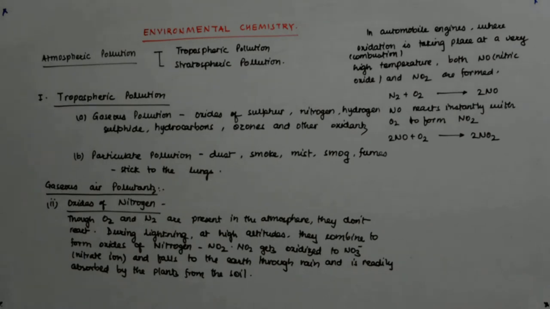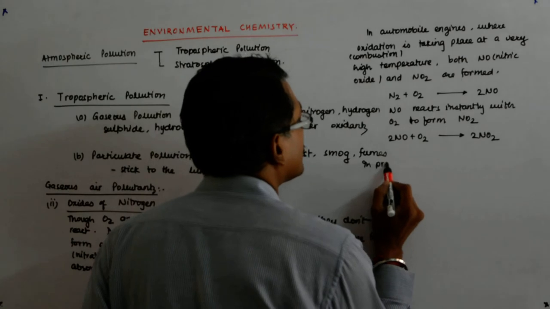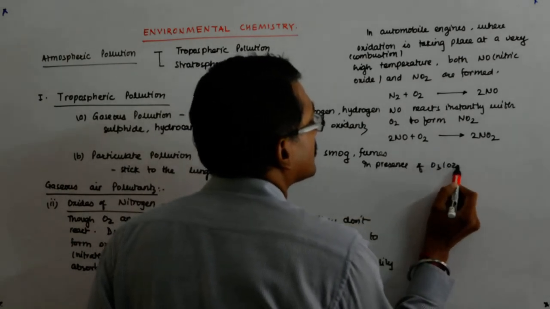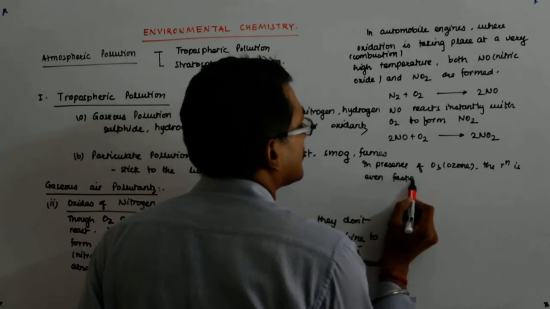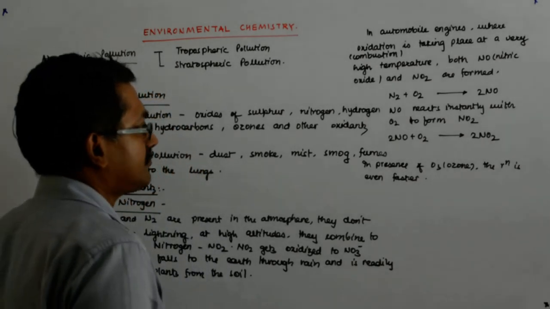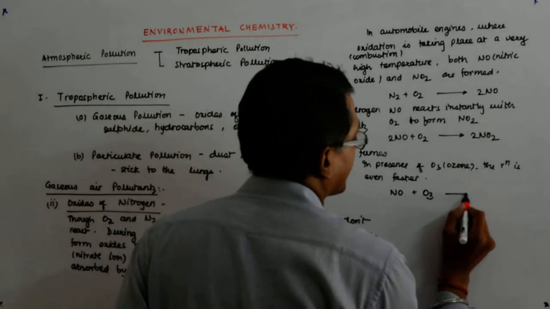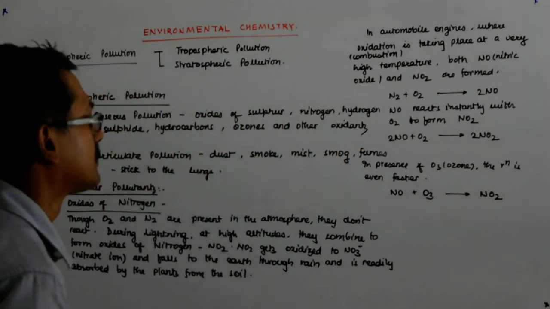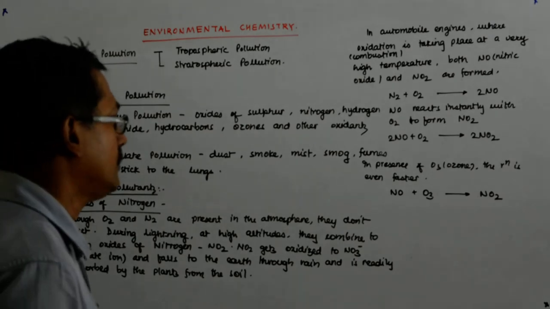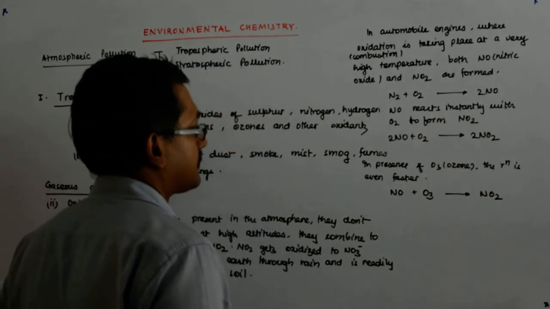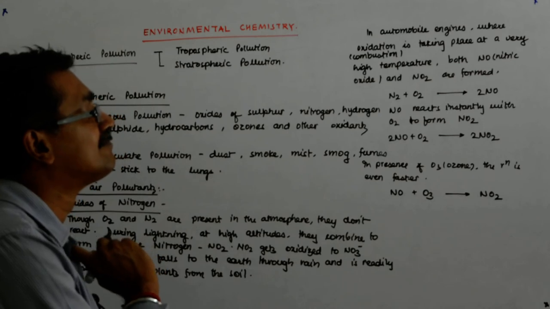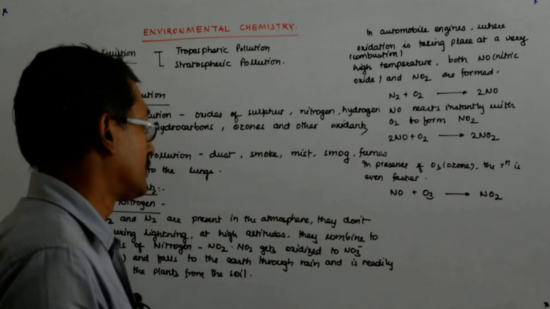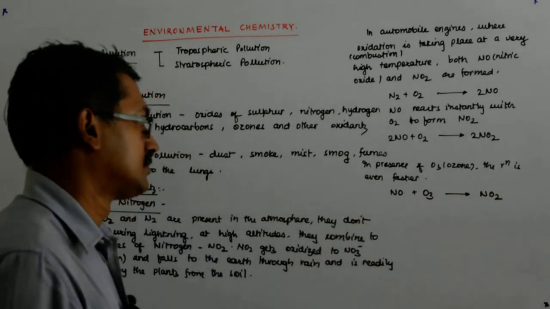Or it is catalyzed by ozone. In presence of ozone, the reaction is even faster. Okay. So NO plus O3 giving us NO2. Try to balance it. What do we do? Two O3 and two NO. No. Then this is 8, no? Then this becomes 8.